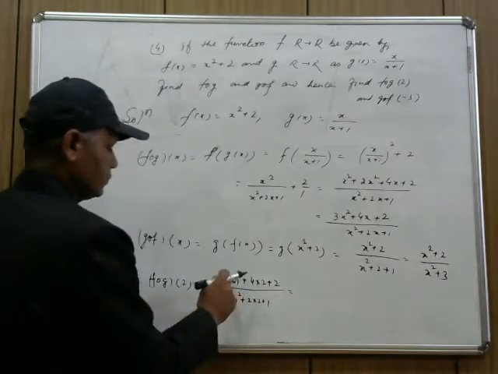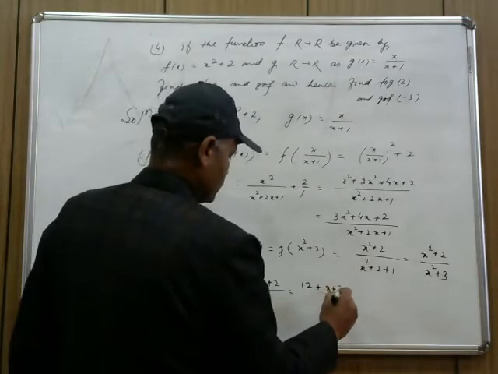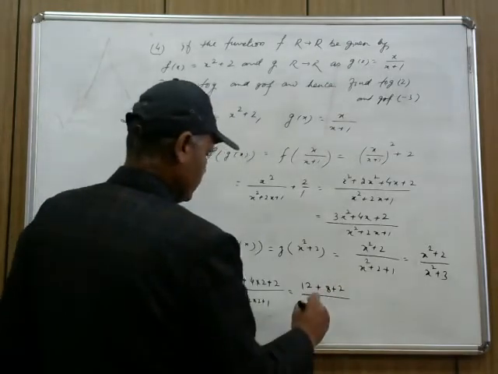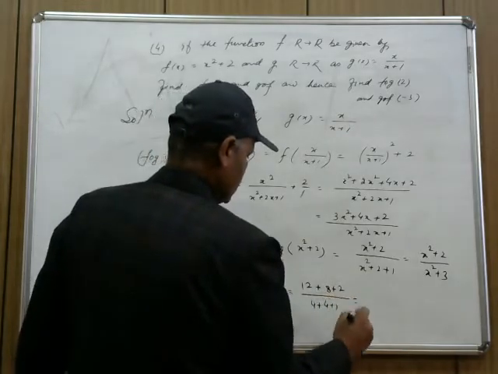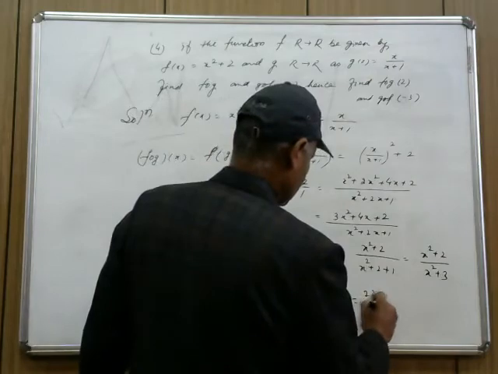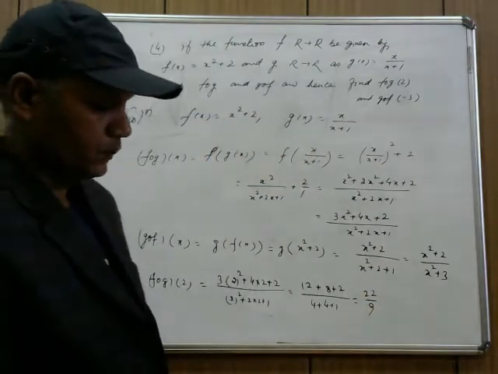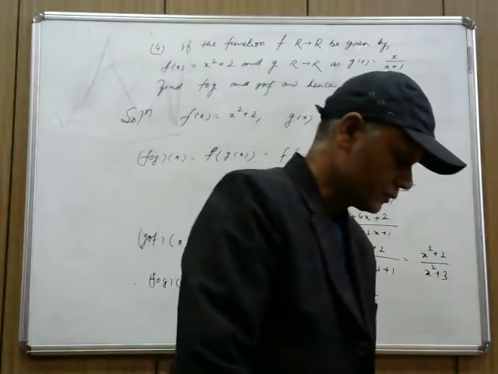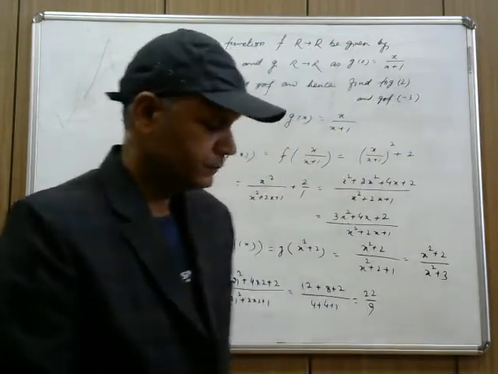This will give 4 threes are 12 plus 8 plus 2 by 4 plus 4 plus 1, that is 22 by 9. This is the value of f of g of 2. f of g of 2 is 22 by 9.